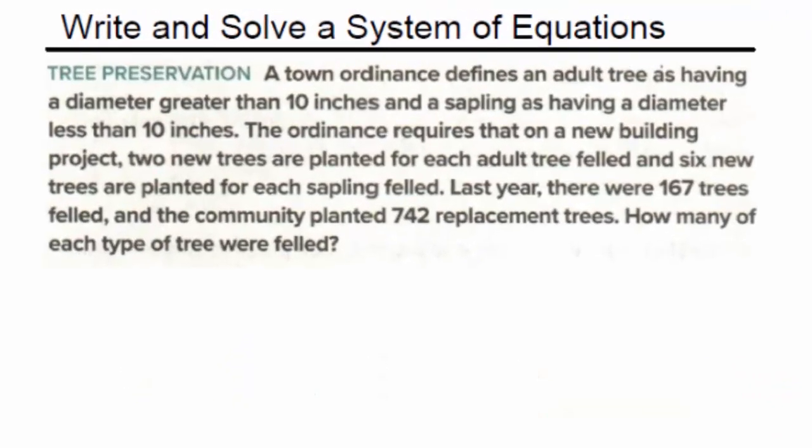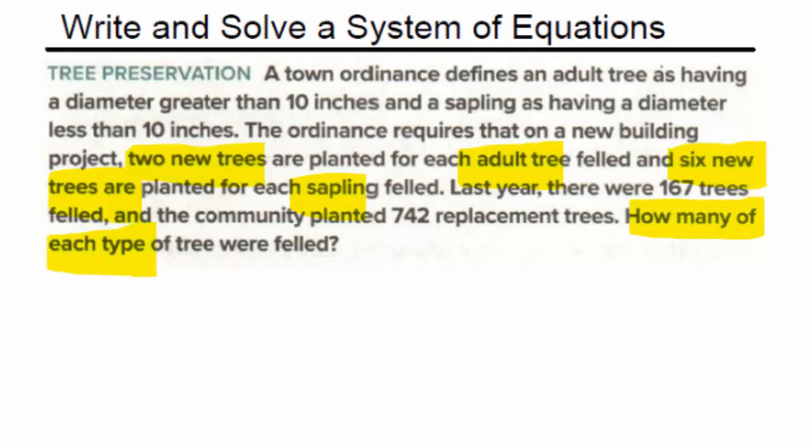Okay, so now we're going to write and solve a system of equations from a word problem, and we're going to highlight some information here. Town ordinance defines an adult tree as having a diameter greater than 10 inches, saplings having a diameter less than 10 inches. The ordinance requires that on a new building, 2 new trees are planted for each adult, 6 new trees are planted for each sapling that are felled. Last year, 167 trees were felled, and the community planted 742. The question is, how many of each type were felled?